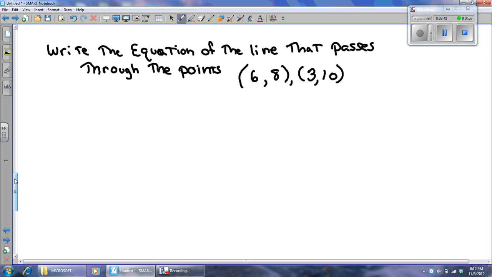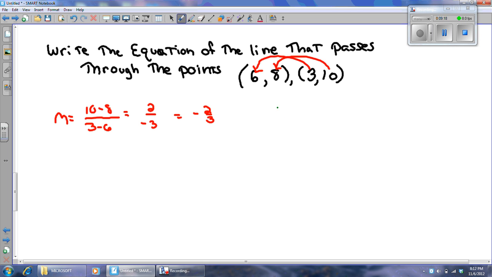All right, this time we want the equation of the line that goes through the points 6, 8, and 3, 10. Step 1, find the slope, m. And this time I'm going to go 10 minus 8 and 3 minus 6. So 10 minus 8 is going to get me a 2. And 3 minus 6 is negative 3, so I get negative 2/3.